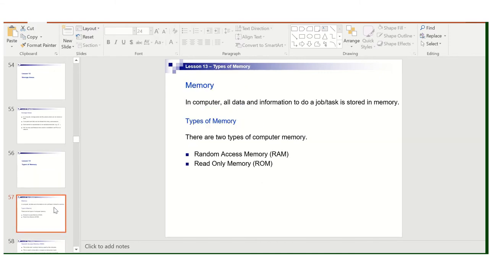Memory, RAM and ROM. Again, we spoke about this, guys. Do you still remember what they are? RAM, random access memory. ROM, read-only memory. Think about it.